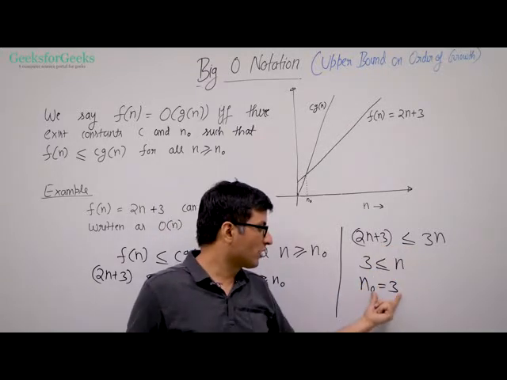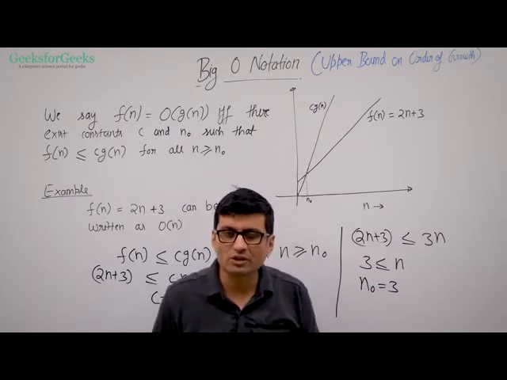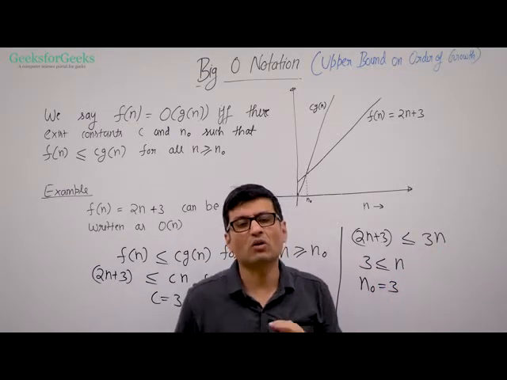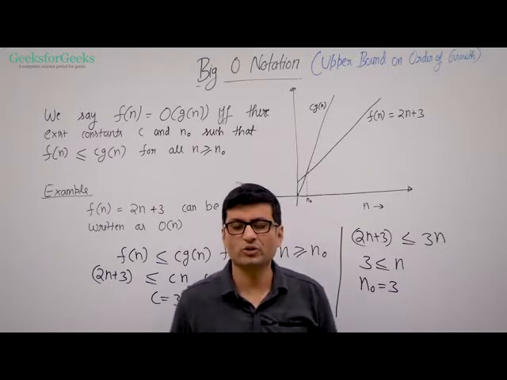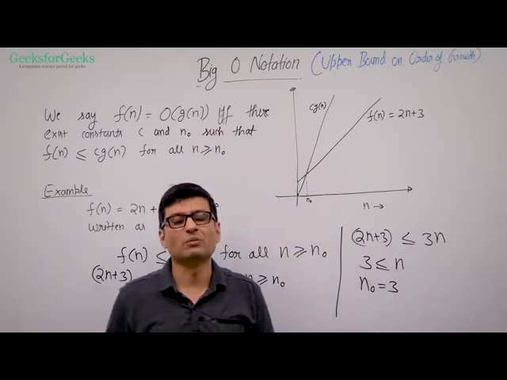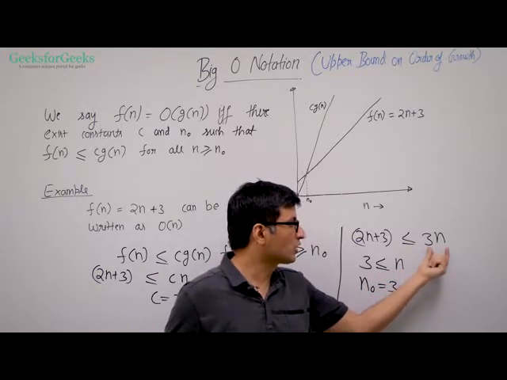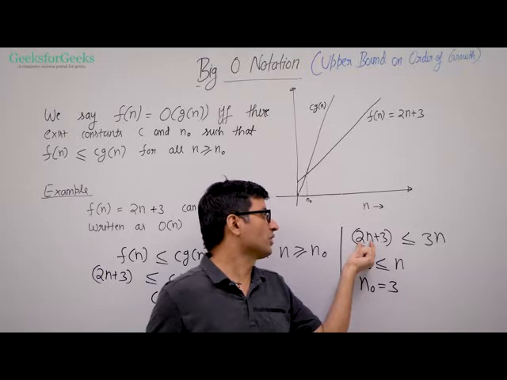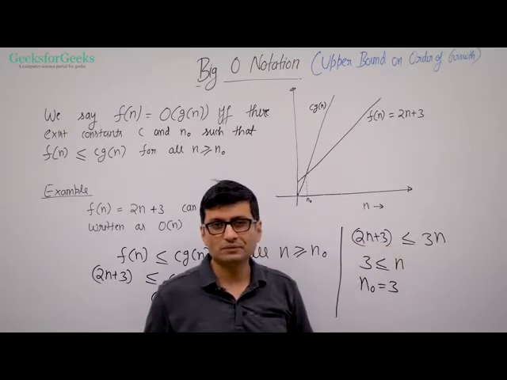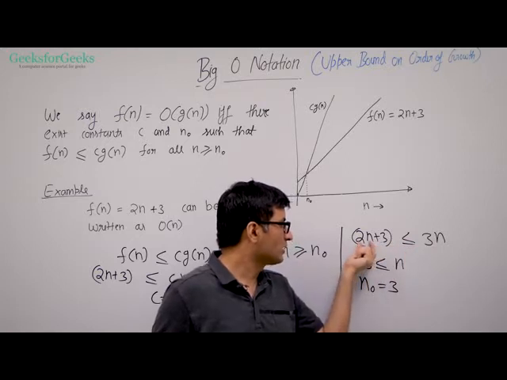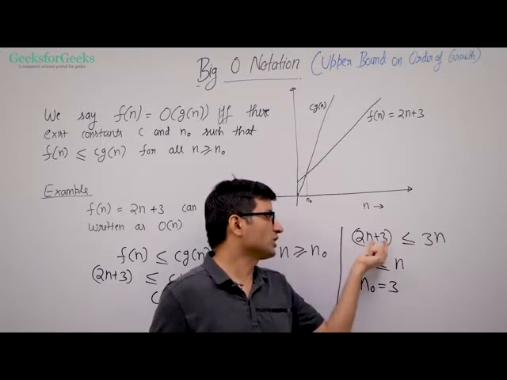After n naught equal to 3, for all values of n, 3n is going to be greater than or equal to 2n plus 3. You can try putting some values. If you put n equal to 4, you will see that this is greater. 3 into 4 is 12, 4 into 2 is 8, 8 plus 3 is 11. 5 into 3, 15, 5 into 2, 10 plus 3, 13.